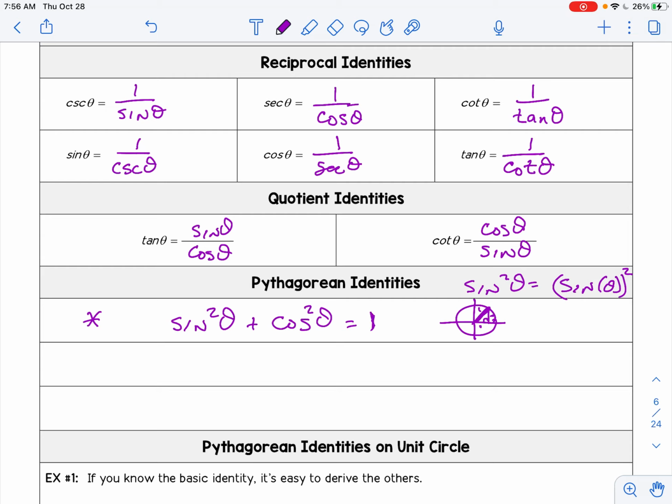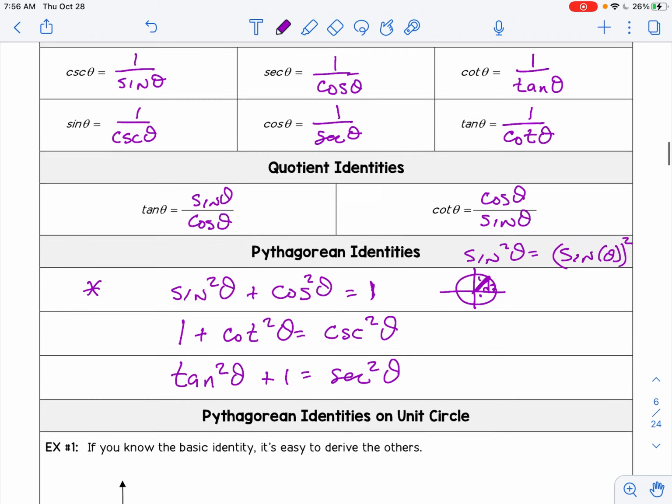Now the other two we're just going to kind of throw at you. There are two other famous ones that I'd like you to just sort of recognize. One is this, that 1 plus cotangent squared theta equals cosecant squared theta. And again, this would be applied in some proofs and stuff. The other one that's a little more common is tangent squared theta plus 1 equals secant squared theta. So I just need you to be familiar with these last two, or be able to recognize them as identities. The top one I'd like you to memorize, though. That's cosine squared plus sine squared equals 1.